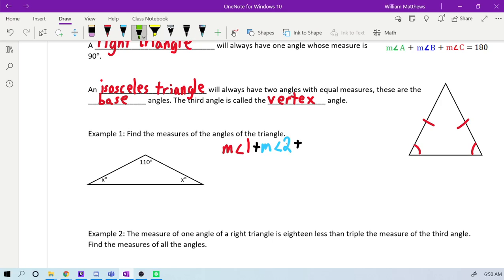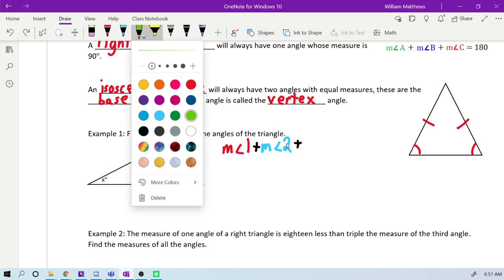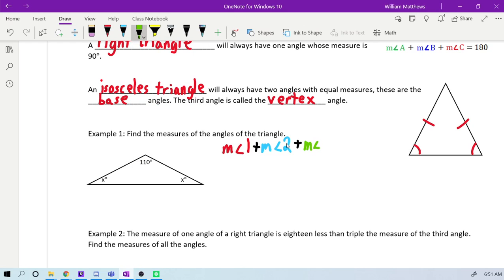Showing that I'm going to add three different angles that add up to equal 180. So up until this point we've been only adding two angles. Now, dealing with triangles, we're going to be adding three angles.